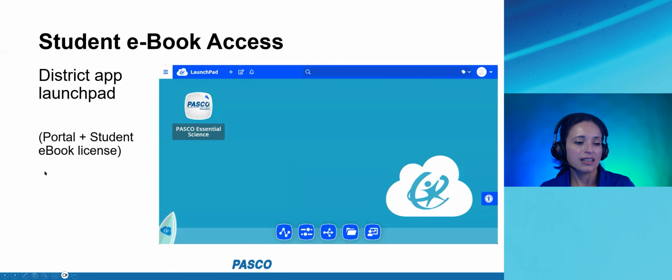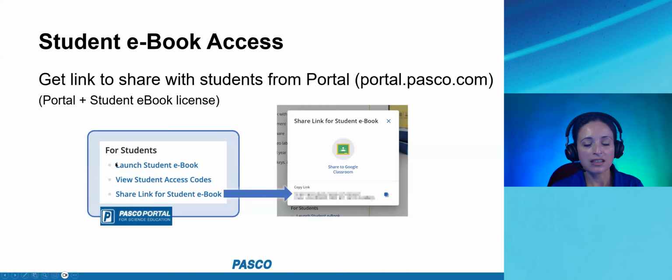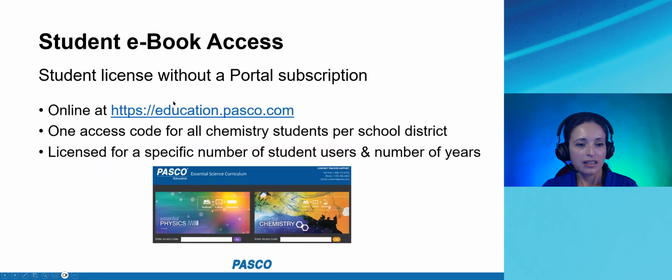Here's another way to get the ebook to students. When you click that share link for student ebook, the reason I didn't click it is because it would have put a link up there. It brings up a pop-up that says copy link, and you can just click the copy button and send that out. Again, that's when you have the Portal and the ebook license.